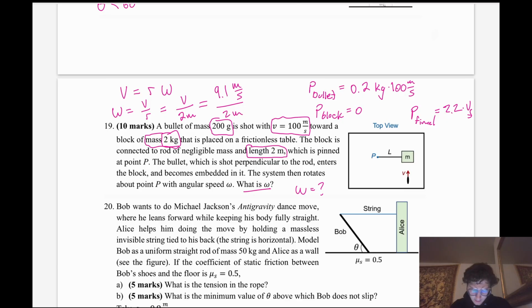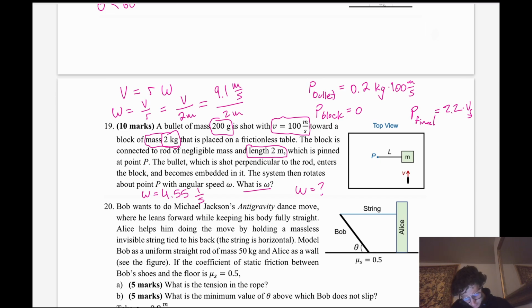But is it going to be radians? Is it going to be degrees? I think standard, we're going to use degrees here. You know what? I'll just keep it radians. I don't know. I'm a bit confused with this. But let's do 9.1 divided by 2. Omega is equal to 4.55.